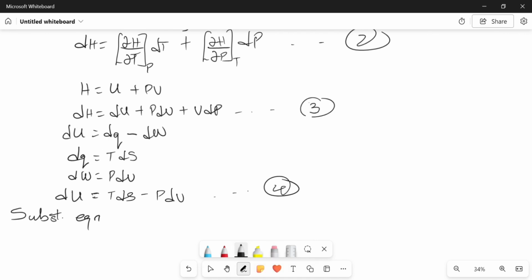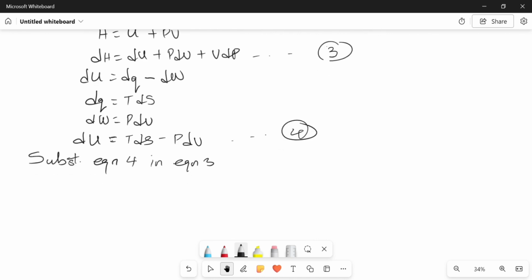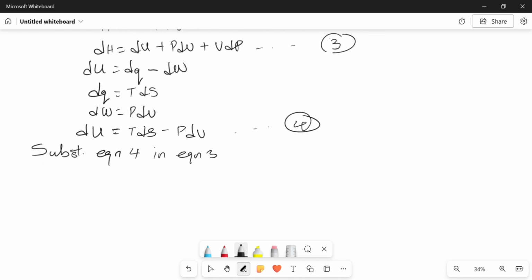Good. Let's substitute equation 4 in equation 3. What's equation 4? Equation 4 is dh is equal to du plus p dv plus v dp. Very good. That's what we got for equation 4.